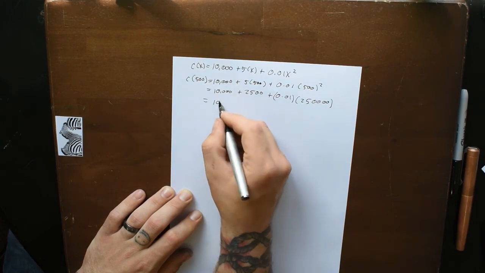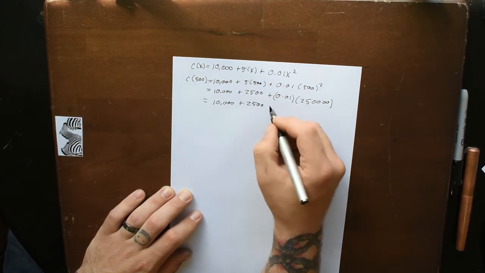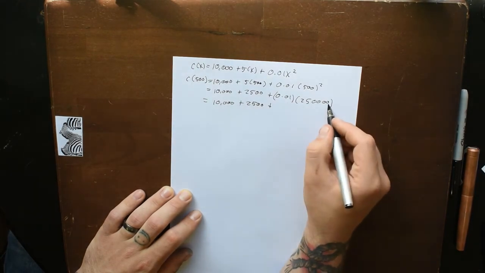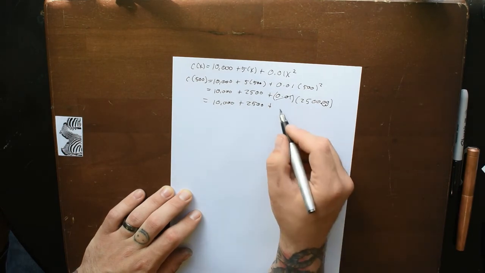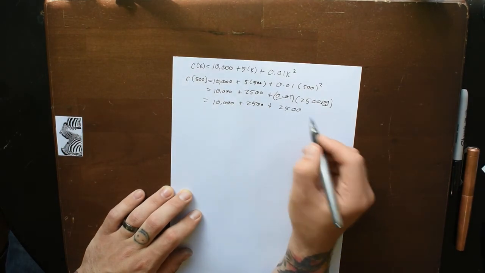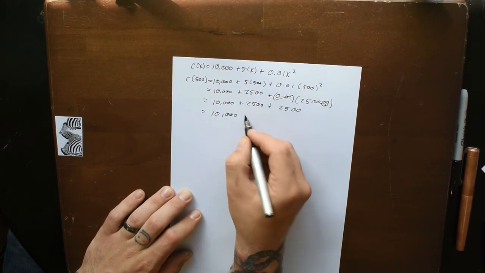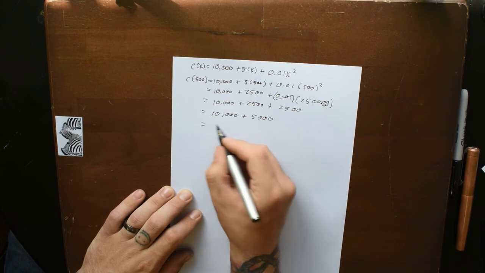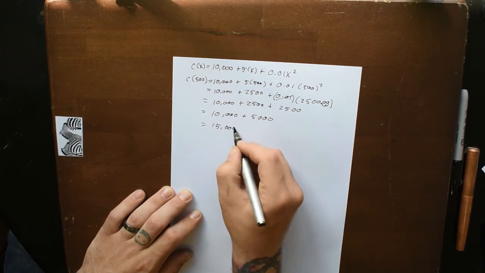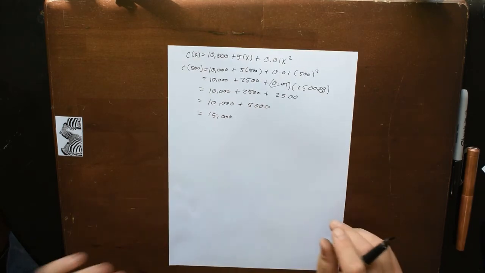It's going to be equal to 10,000 plus 2,500 plus, and that's going to move a decimal 1, 2 right there, plus 2,500 again. That's 10,000 plus 5,000, which is $15,000, assuming that we're working with dollars, 15,000 Monopoly monies.